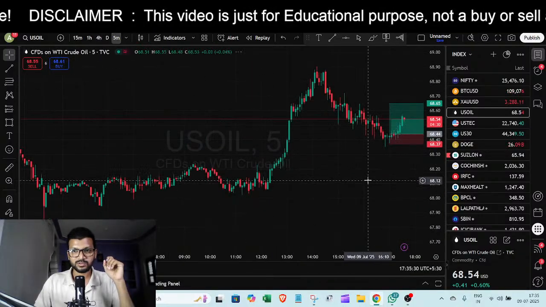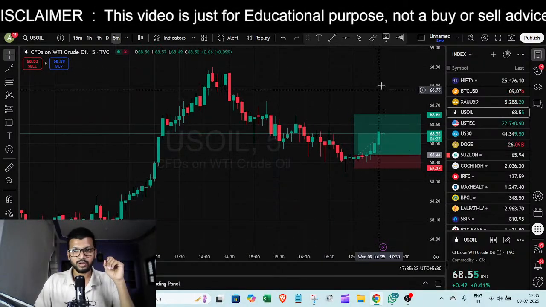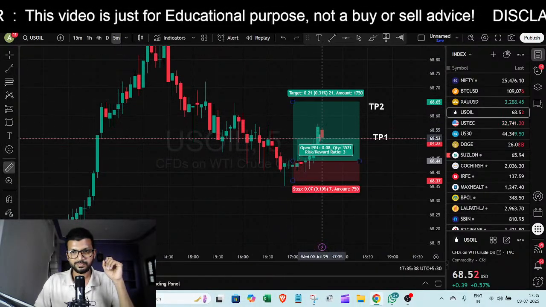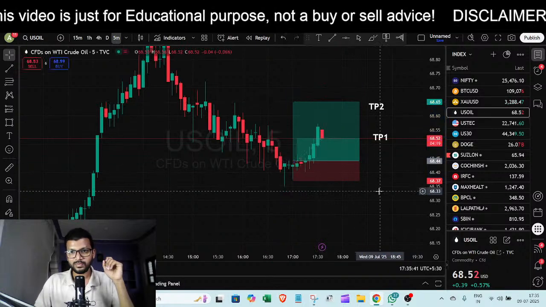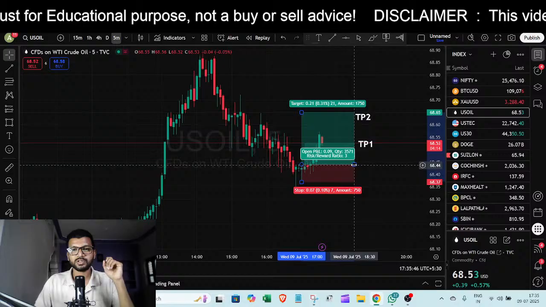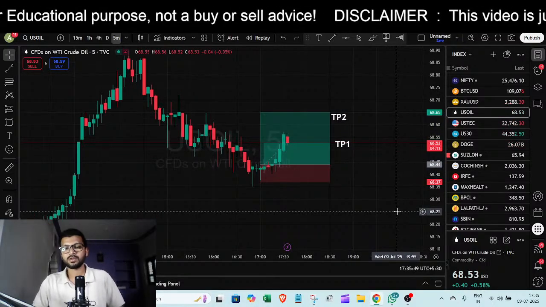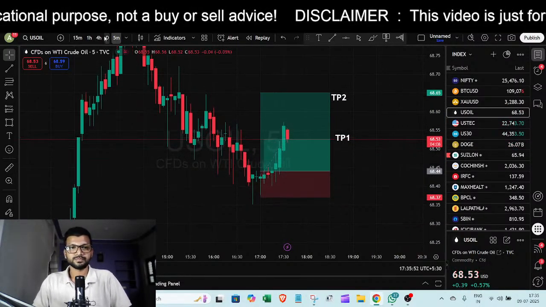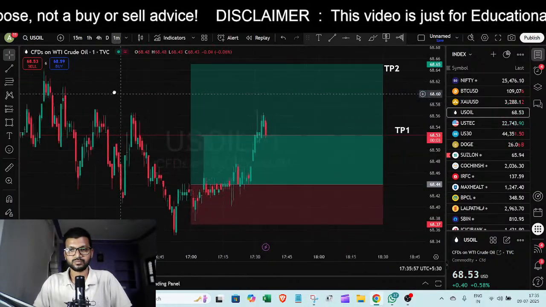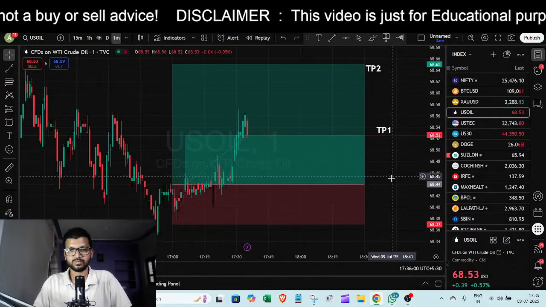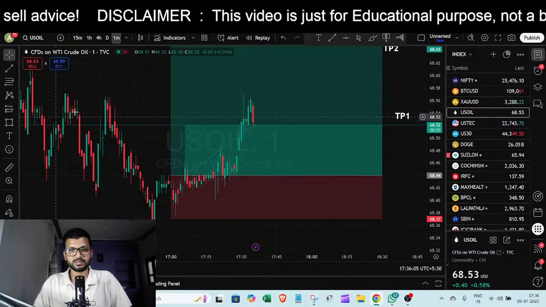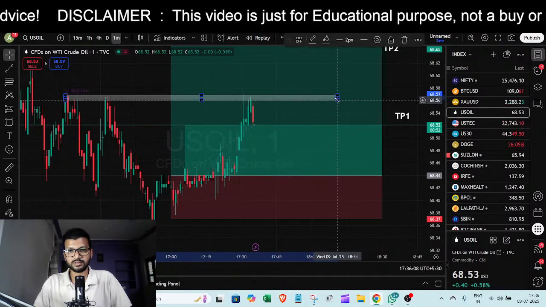And if you go to this US oil, almost just how many points? Half target left. And if you are having this position, you can trail your SL to cost. Here there is a resistance. This is bothering us from TP2.